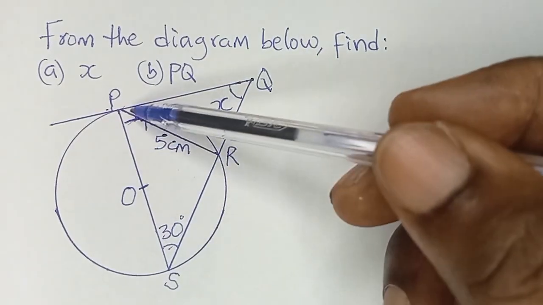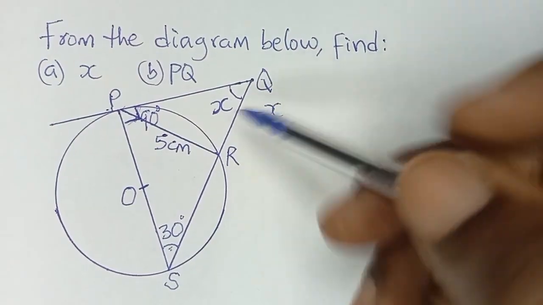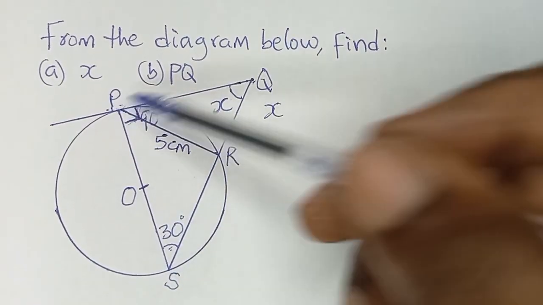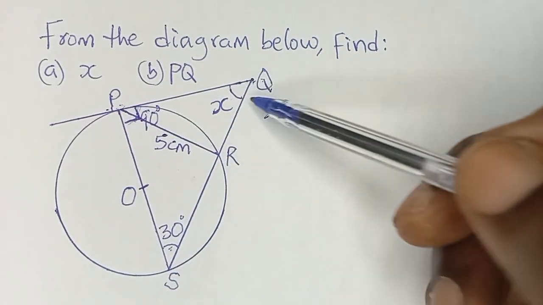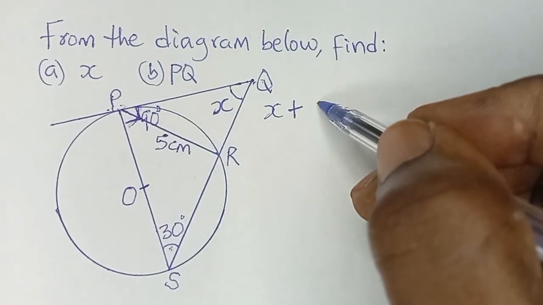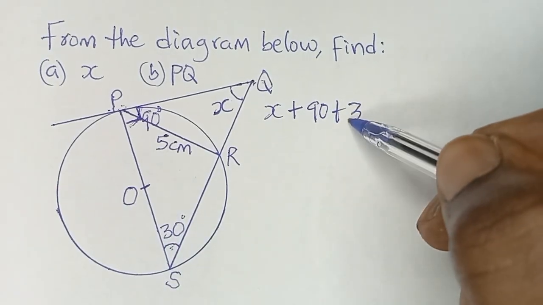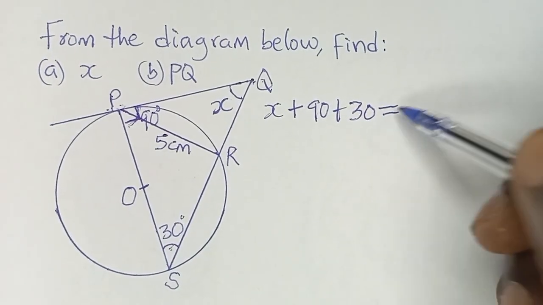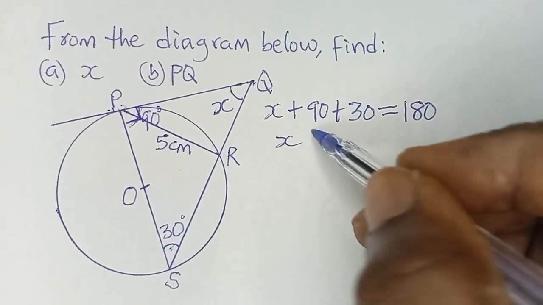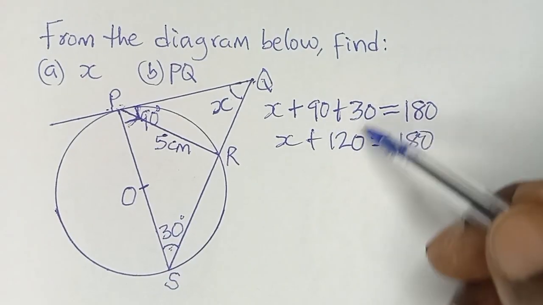Now coming back to this triangle, we have these three angles here. I have x, which is one of the angles of the triangle. If you look at triangle PQS, this angle here is one of them, plus this angle 90 is the second angle, plus this angle 30 is the third angle. Altogether, the three angles in a triangle add up to 180 degrees. So x plus 120 is equal to 180. 90 plus 30 is 120.